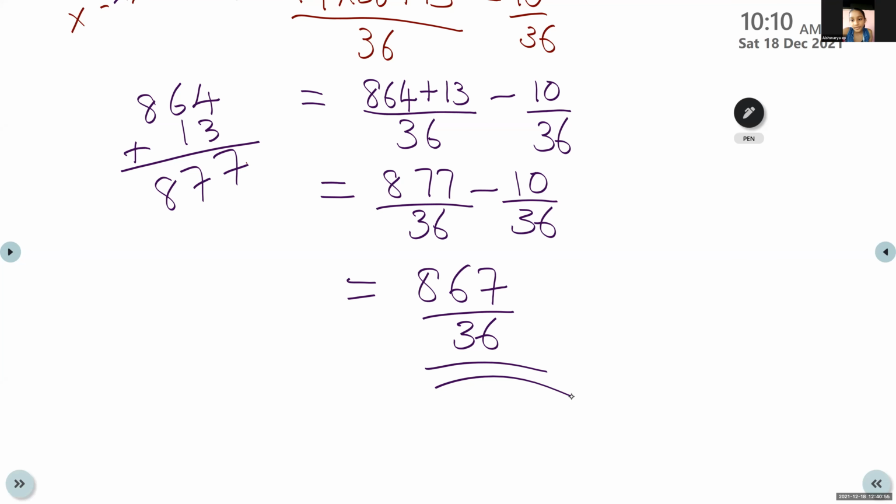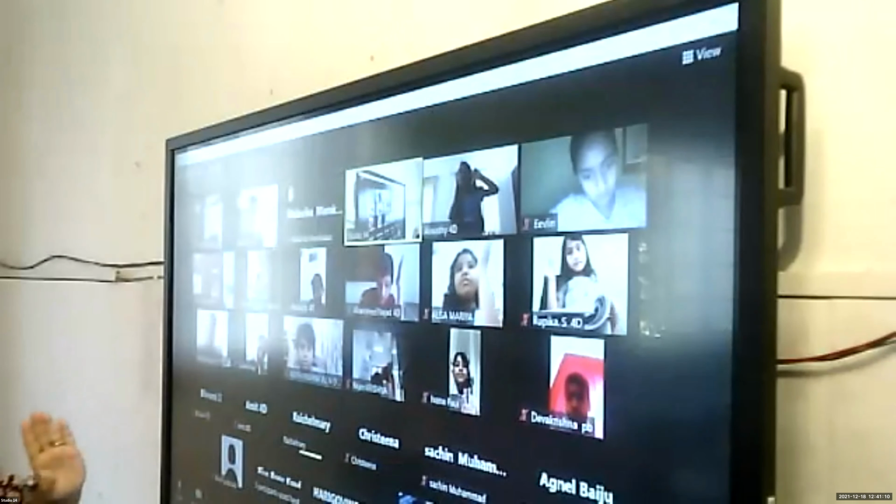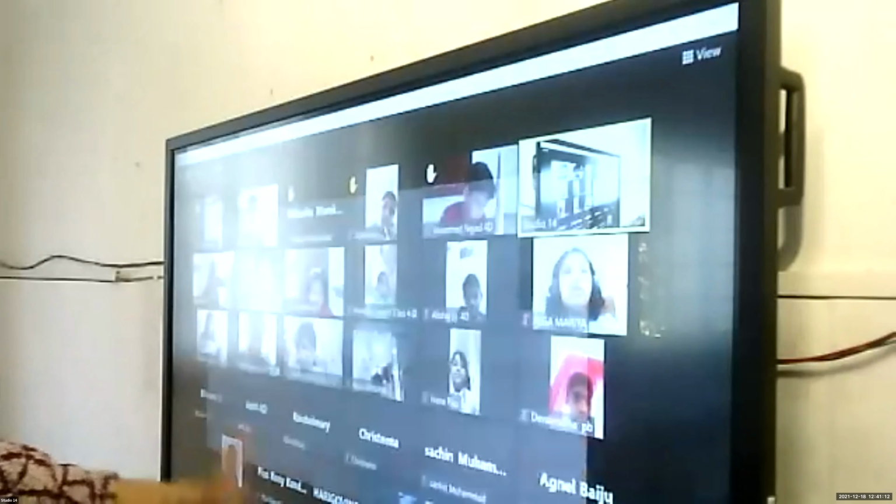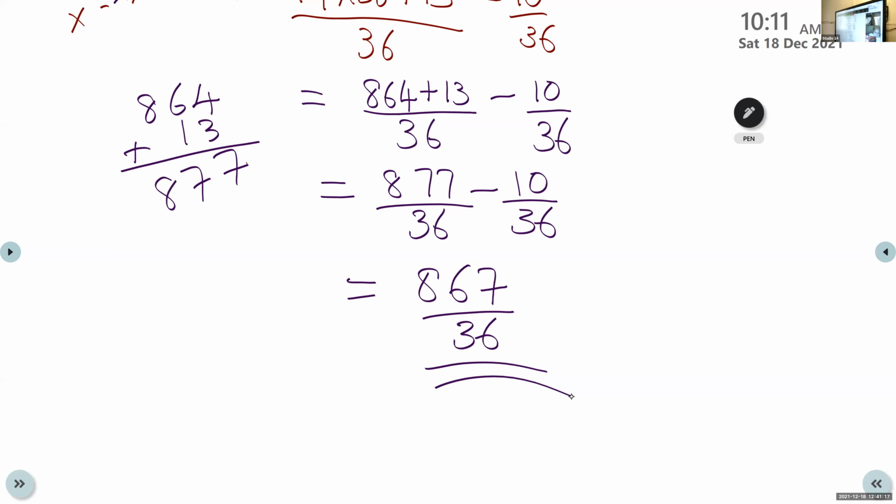Ma'am, I got the same answer. What about others? Okay, so how many got the correct answer? Raise your hand. Yes, children, is there any doubt? What we have done here, children: we have to convert the mixed fraction to improper. So we multiplied the whole number and the denominator, then added the numerator, then subtracted 10 from that. So the answer is 867 by 36.